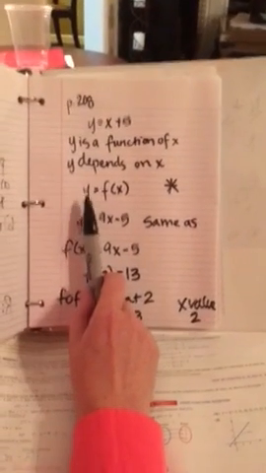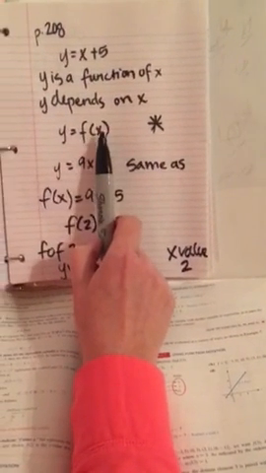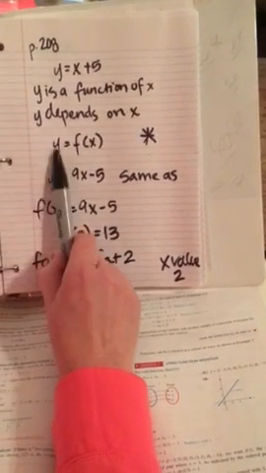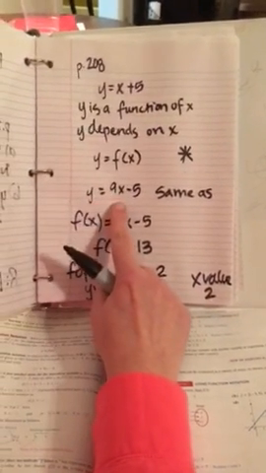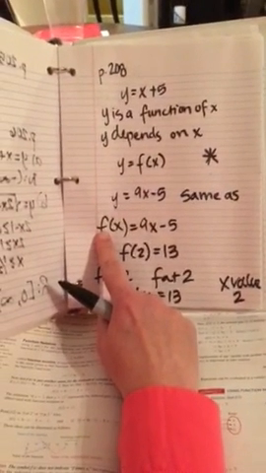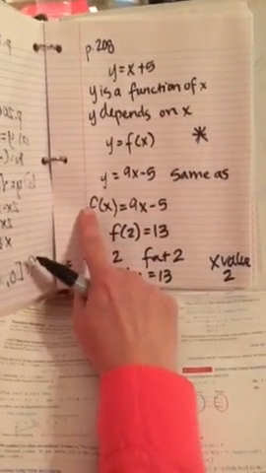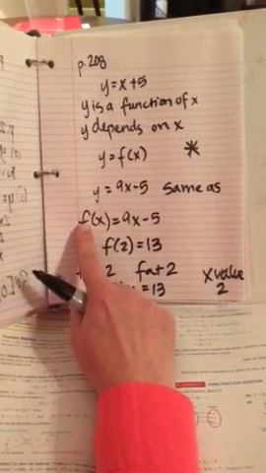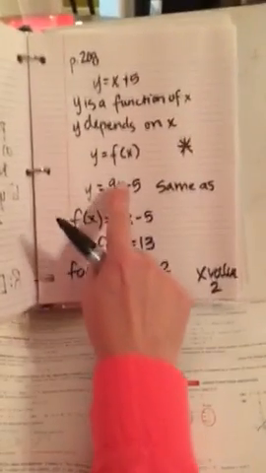Okay, here's another way to write it. Y is a function of x. These are interchangeable. So if you have y equal 9x minus 5, that means the same as f at x is 9x minus 5. F at x, the function values at x, is 9x minus 5. These mean the same thing.